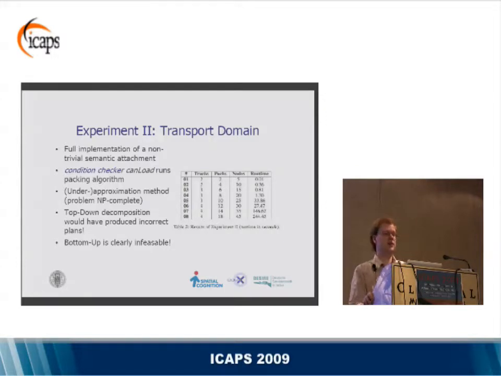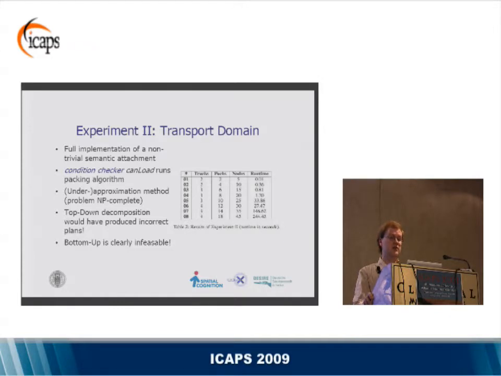Okay, the second one is the transport domain, which we showed in the beginning, and we implemented the semantic attachment, which is a packaging algorithm. For efficiency reasons, we chose to do an under-approximation method. What that means is that whenever we say that the packaging is possible, it will be possible, but not the converse. So that means that we will get correct plans with correct packaging.